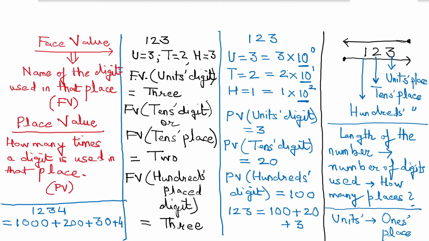This is ideally the expanded notation of 1234. In words, if I have to write it down in the place value format, I'll say it has 1000s, it has 200s, it has 3 tens, and finally it has 4 units or 4 ones. This is how we write it in the word format. Otherwise, if you have to write it conventionally, 1234 is how you write it.